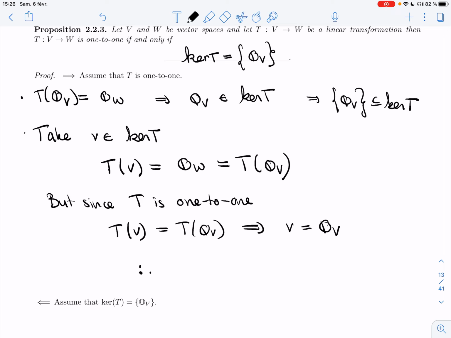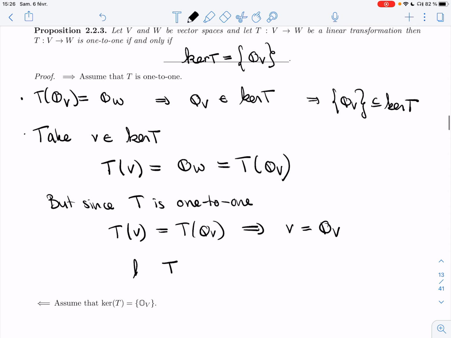And so the kernel of T is actually {0_V}. All right, so that proves one direction. Let me prove the other one.